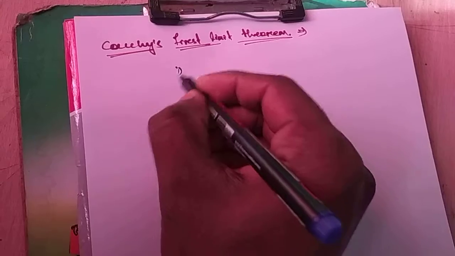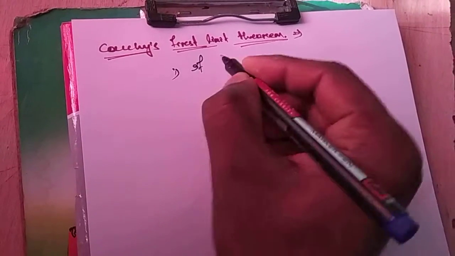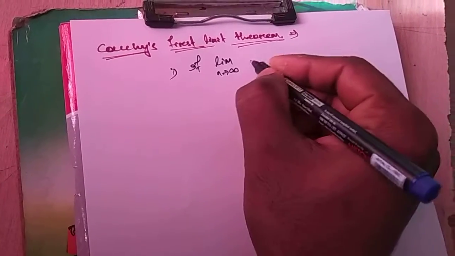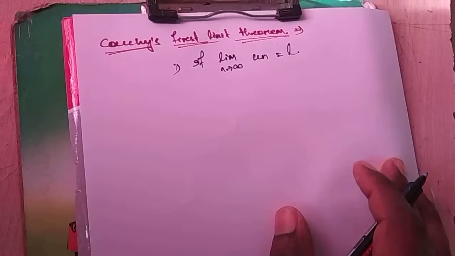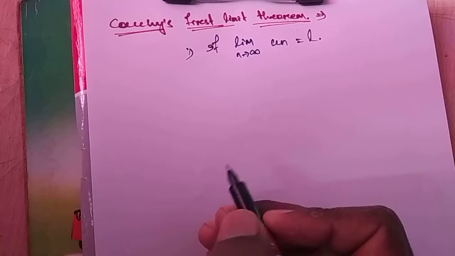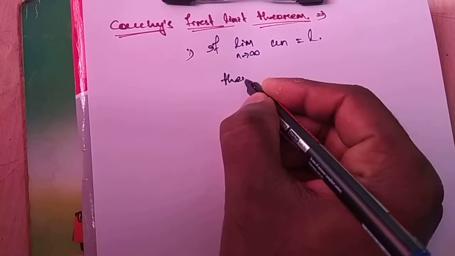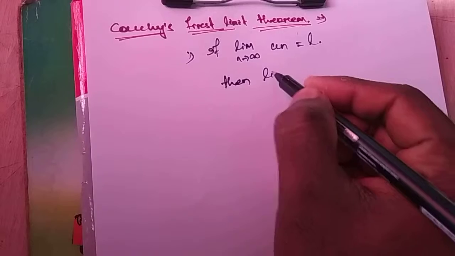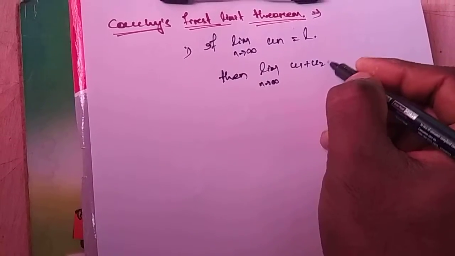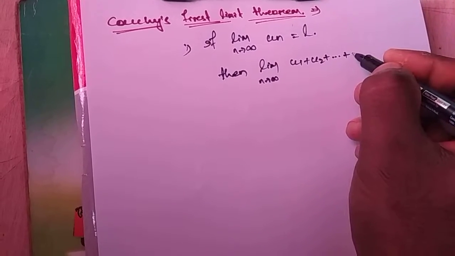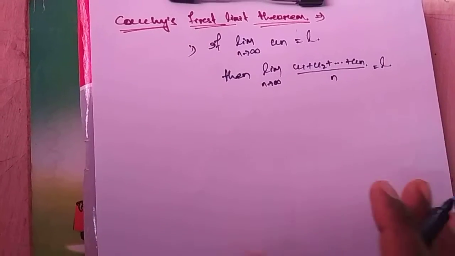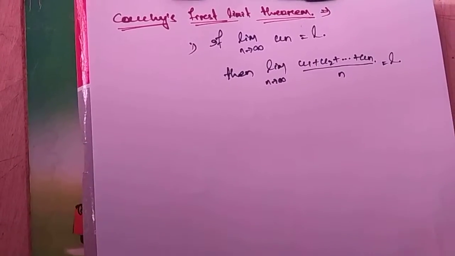Okay, what it is saying, first point: if limit n tends to infinity un equal to L, then limit n tends to infinity (u1 plus u2 plus and so on up to un) divided by n equal to L. Okay, this is Cauchy's first limit theorem.